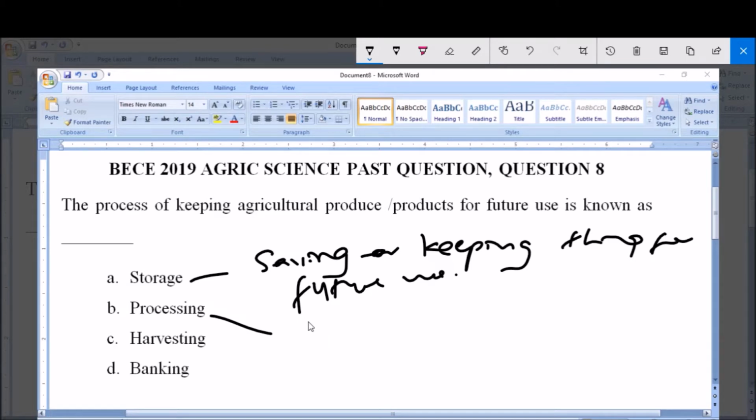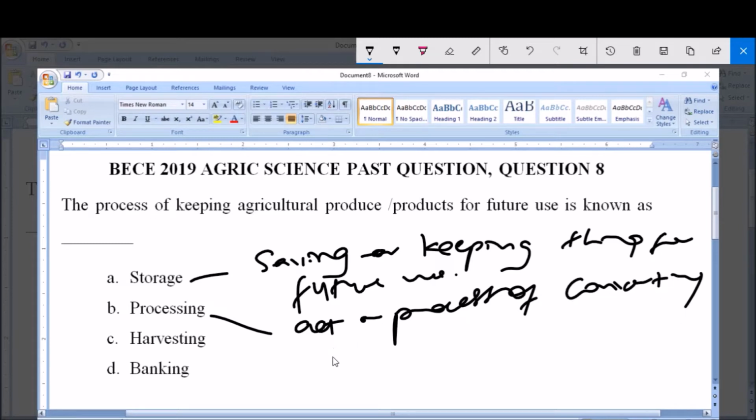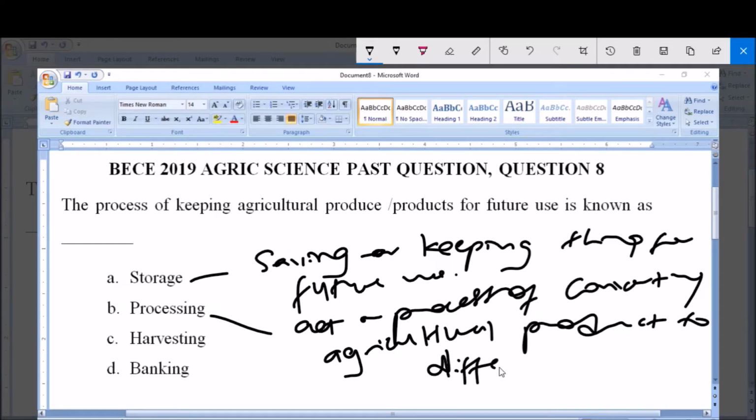B here says processing. Processing just simply means the act or the process of converting agricultural products to different forms. That's processing. An example is your cocoa. You convert cocoa to beverage. Beverage is like your Milo. That's processing.